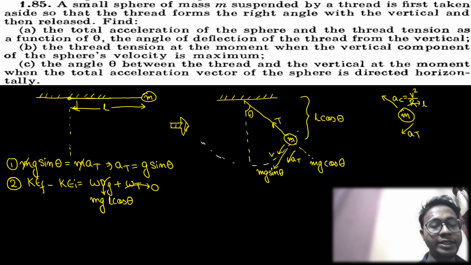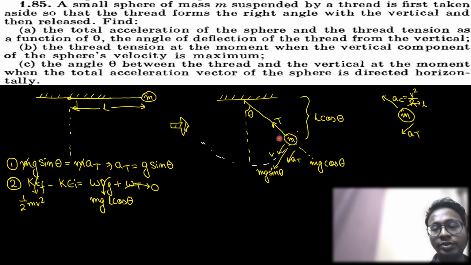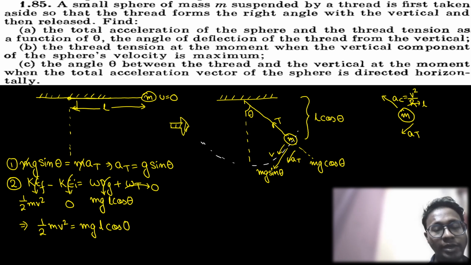What is final kinetic energy? Half mv square. What is initial kinetic energy? 0. Initial velocity here was equal to 0. This is given in the question. So half mv square is equal to mgl cos theta. My objective is to find out the velocity.